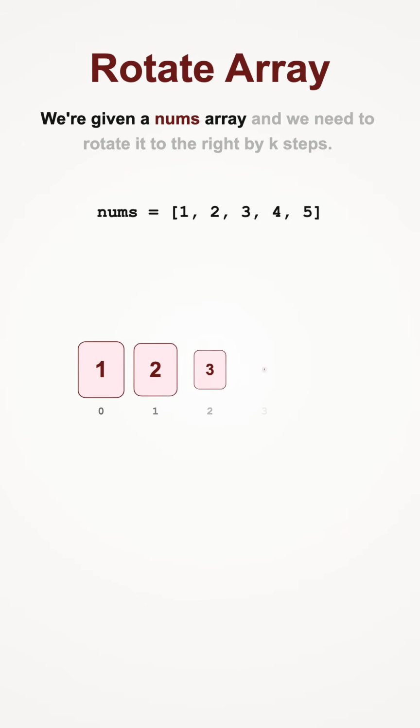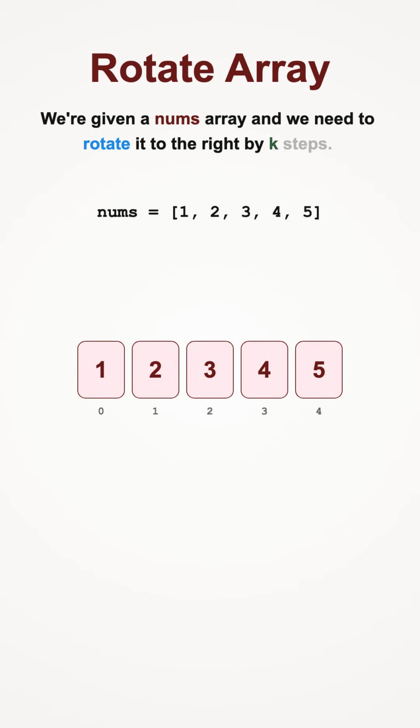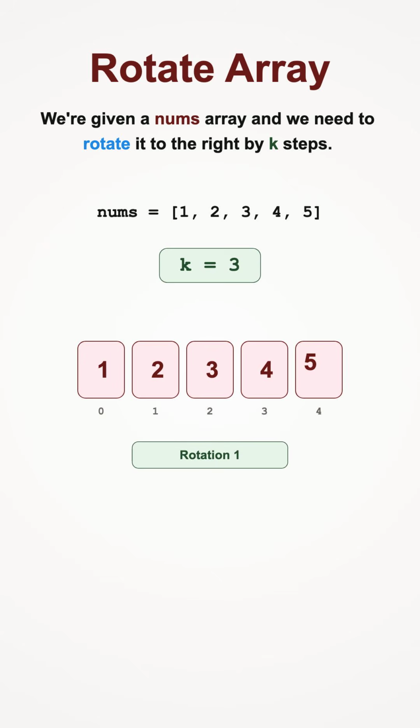We're given a nums array and we need to rotate it to the right by k steps. And what exactly does this mean? Essentially, we want to shift the elements one position to the right, k times. In our example, k equals 3. Rotating one step to the right gives us this array. This is the second rotation and this is the third, and this is our final answer.